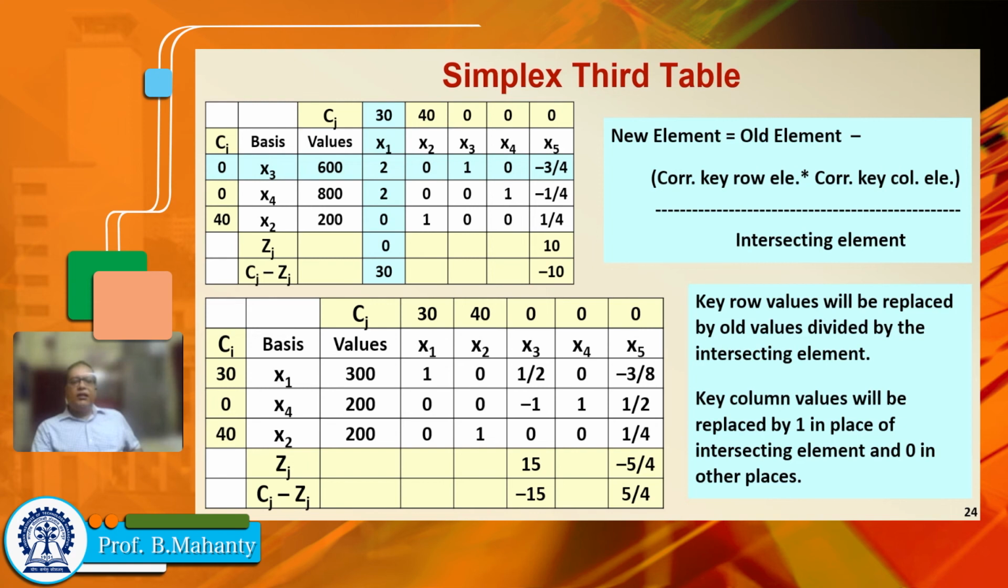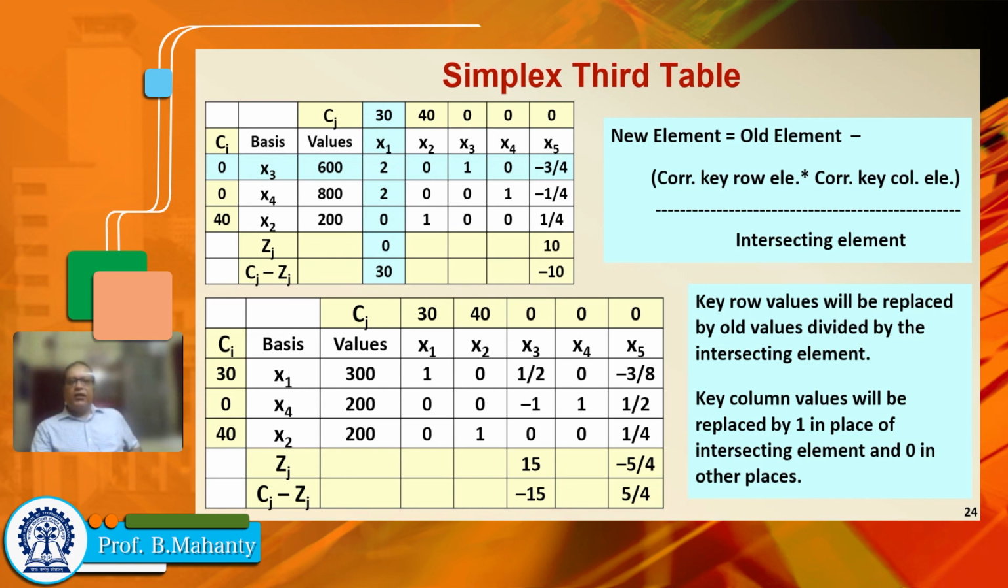Now the intersecting element is 2, so we divide all items by 2, and then we get x1 300, 600 by 2, 2 by 2 that should be 1, 0 by 2 is 0, 1 by 2 is half, 0 by 2 is 0, and minus 3 by 4 by 2, minus 3 by 8. Alright, so that is where we get the third table. And then the basic variables should form a unity matrix: x1 is 1 0 0, x4 is 0 1 0, and x2 is 0 0 1. All right, so we get the unity matrix also.